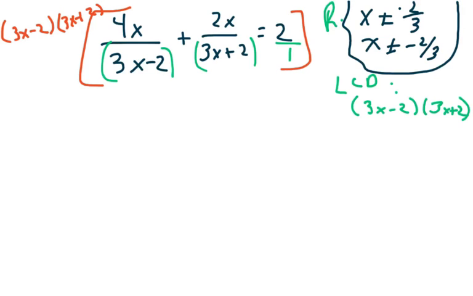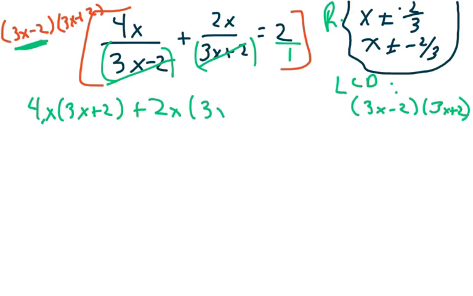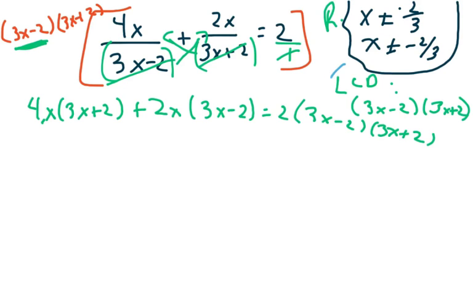Now for the first part, this cancels with this piece, so we're left with 4x times 3x plus 2. And in this case, this cancels, and what's left is this piece. So that's going to be 2x times 3x minus 2. You see what happened? We just kind of crossed these, didn't we? All right, equals 2 times the whole thing, because 1 goes into that. Nothing crosses out. So you have to put 3x minus 2 times 3x plus 2. Let's separate this guy out.